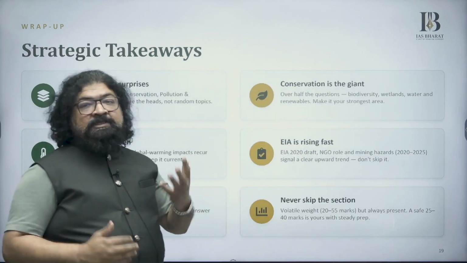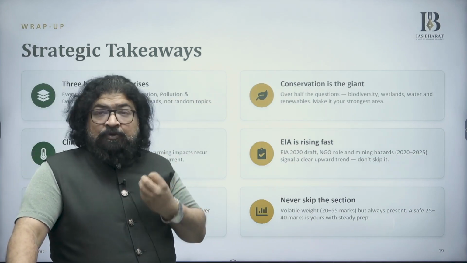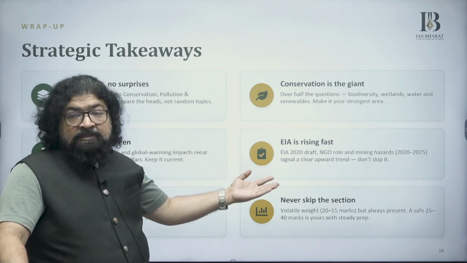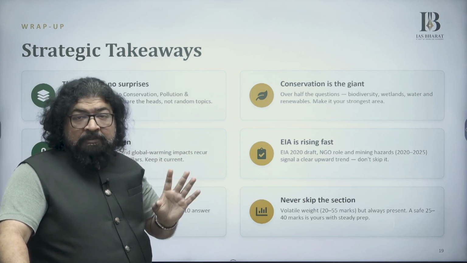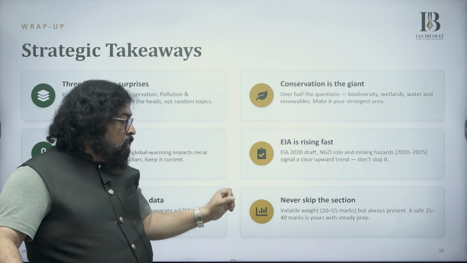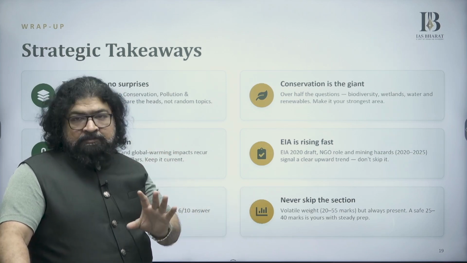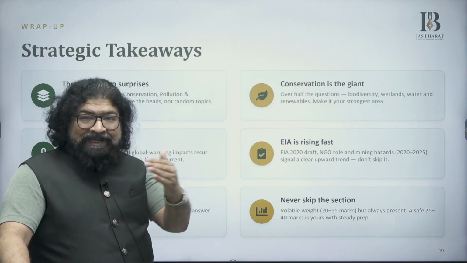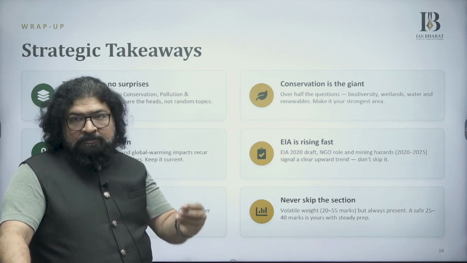Then conservation is the giant. That means the conservation aspect you have to always highlight in your answer. That is a very key point. EIA is rising fast now. EIA topic, you have to read and prepare thoroughly for your mains exam. And then never skip a section. Whatever question comes, even if it is a two to three mark question, attempt it to score marks, which will give you an edge in the mains exam competition, right?